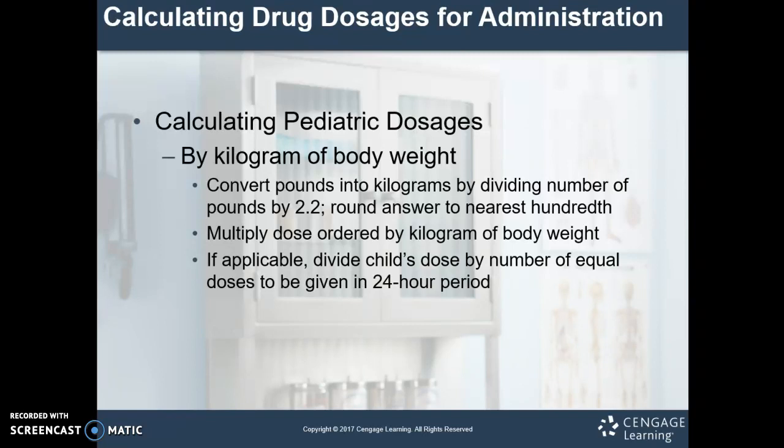And this would look something like 10 milligrams per kilogram per day divided into 2 doses. So again, if we have that 20 kilogram child, we multiply 20 by 10, that gives us 200. And if we have to divide that into 2 doses for the entire day, we know that each dose is going to be 100. So 100 in the morning, 100 at night, we'll get our 200.